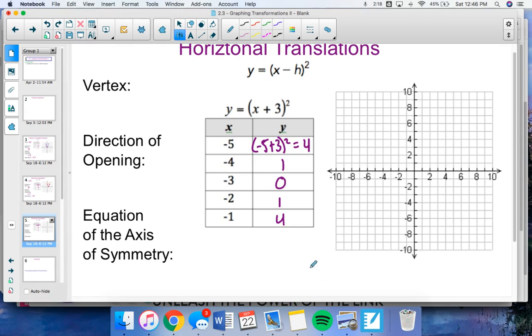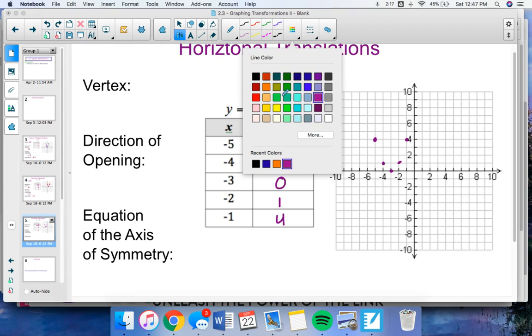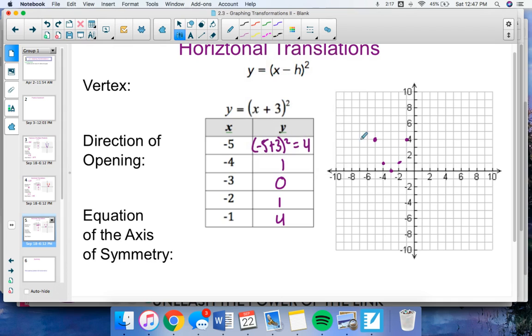Okay, so we have similar y values again, but the x values are different. So negative 5, 4, there we go. Negative 4, 1, negative 3, 0, negative 2, 1, and negative 1, 4. Now that point looks sloppy. There it is. Let's do bright green. That looks great.